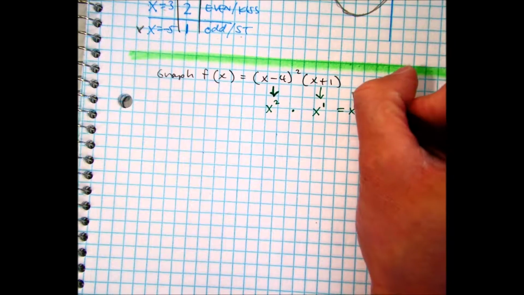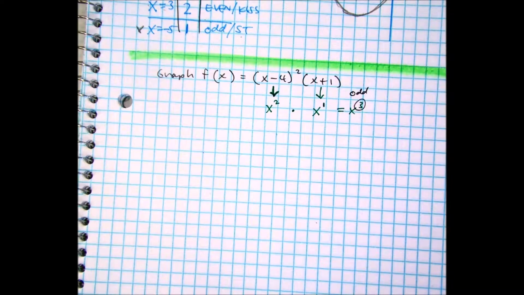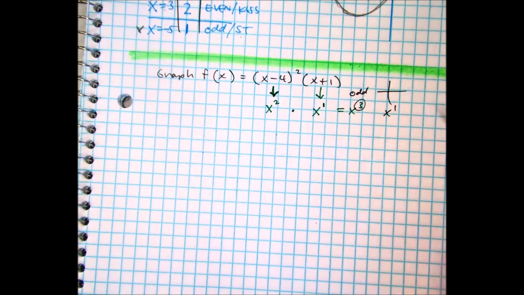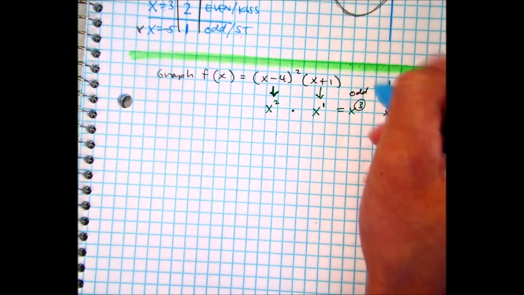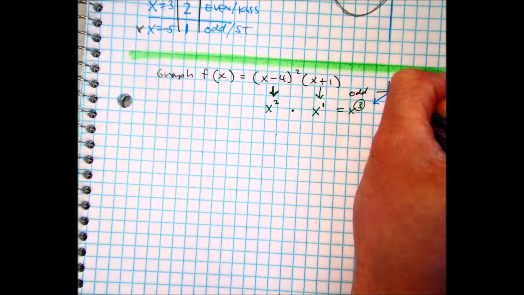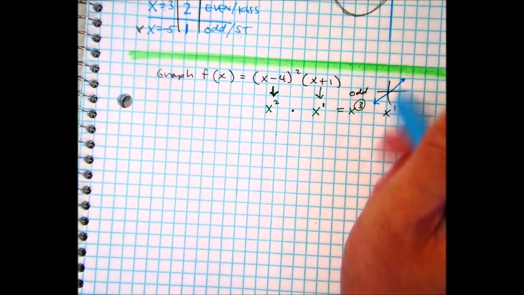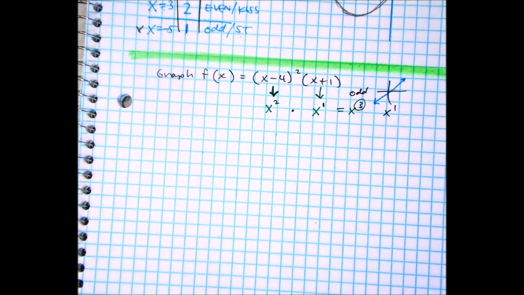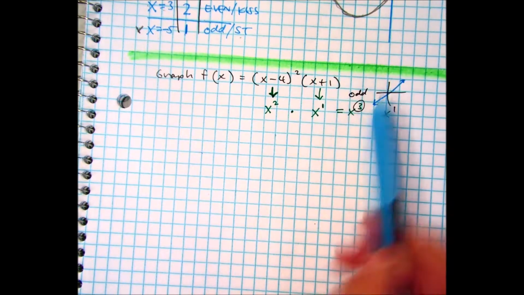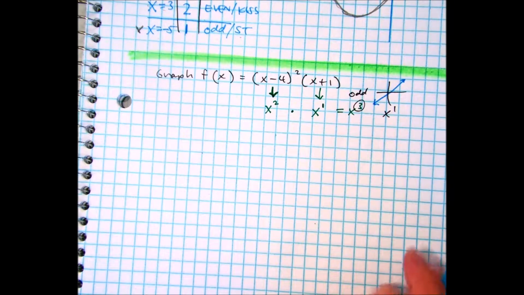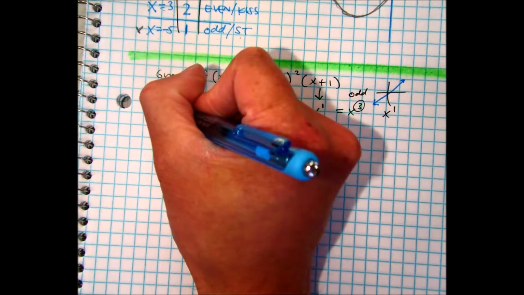And what's the easiest odd that we know? X to the first. What does that look like? It's a line. Starts down, ends up. So our graph's going to do the same. It's in factored form. I found the basic graph. What's next? Multiplicity. Let's do the multiplicity.